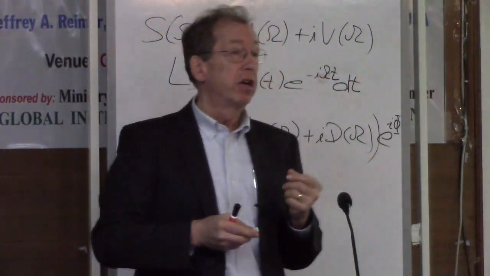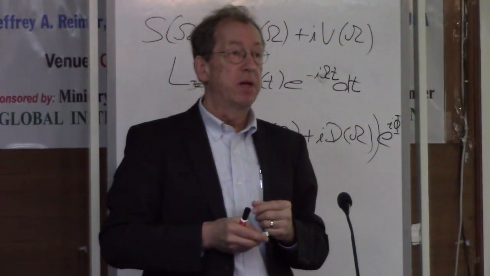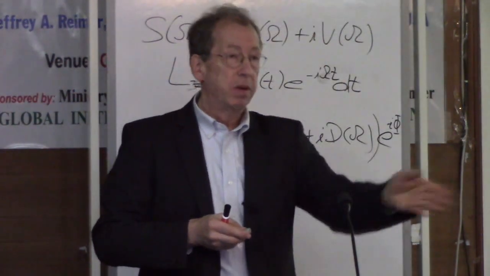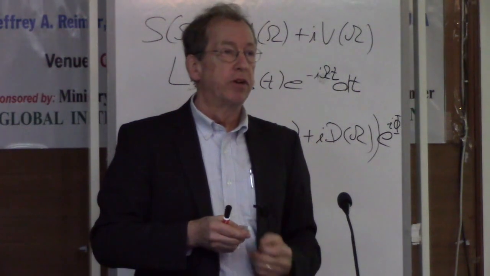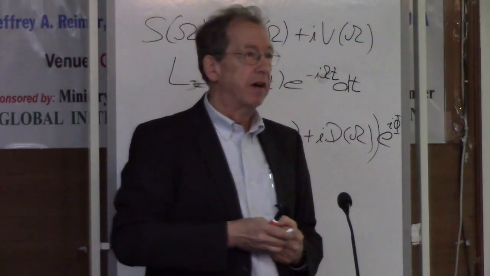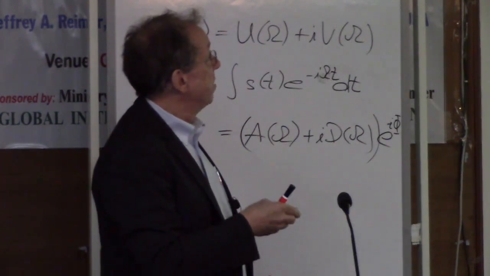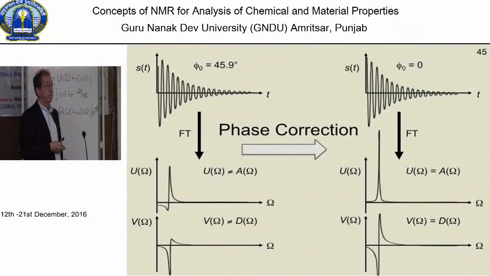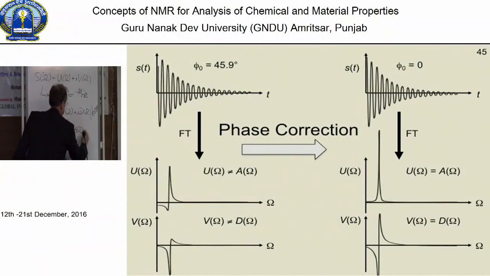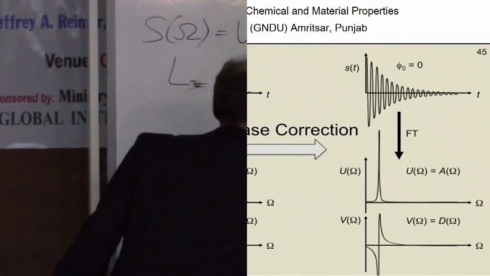Actually, you would have to start detecting in the middle of the radio frequency pulse, and that's like paying attention while you get a big bang over your head. You can't do that. You need to recover afterwards. The recovery time is a dead time, so you start seeing the signal here instead of at the maximum. And this whole thing can be corrected by saying, okay, look at S of omega times e to the minus i phi, and that is A of omega plus i D of omega.